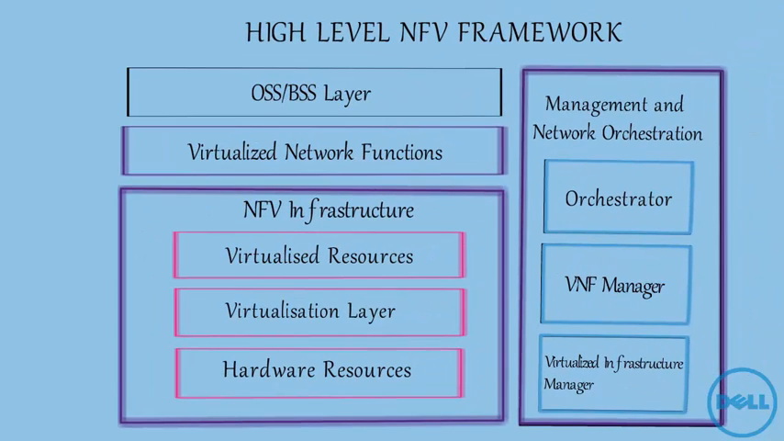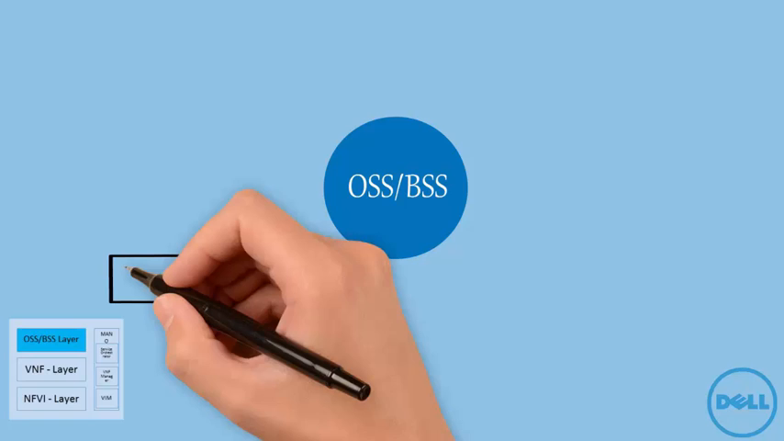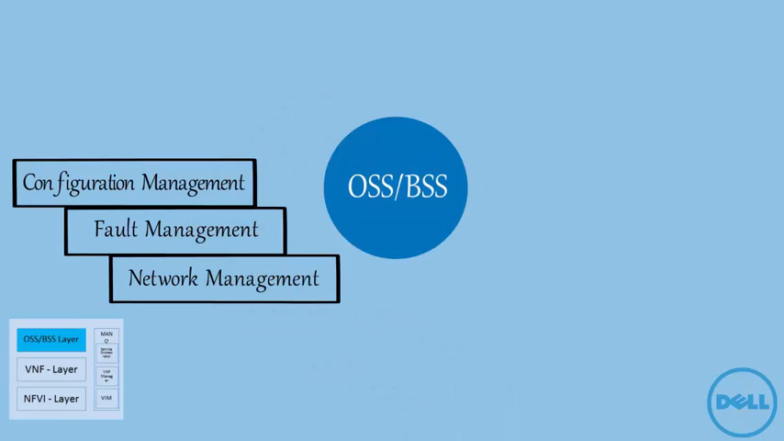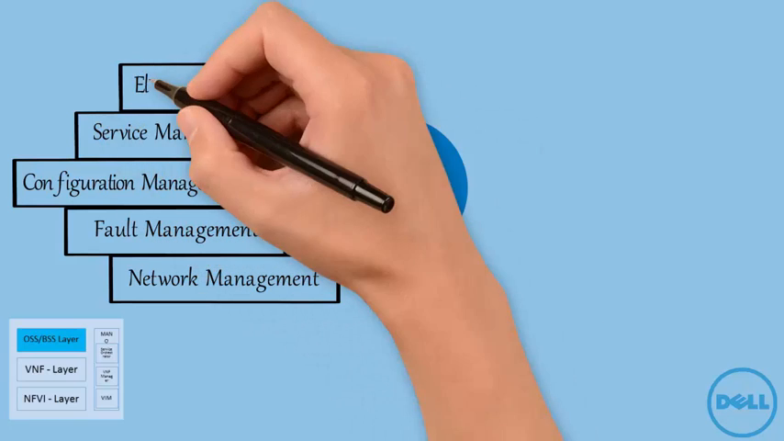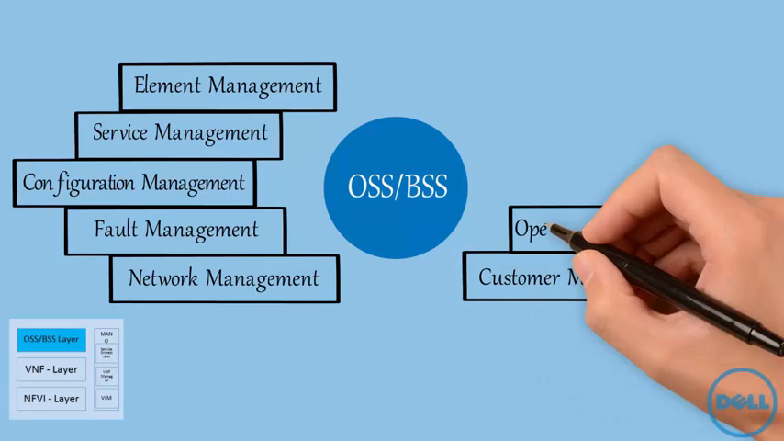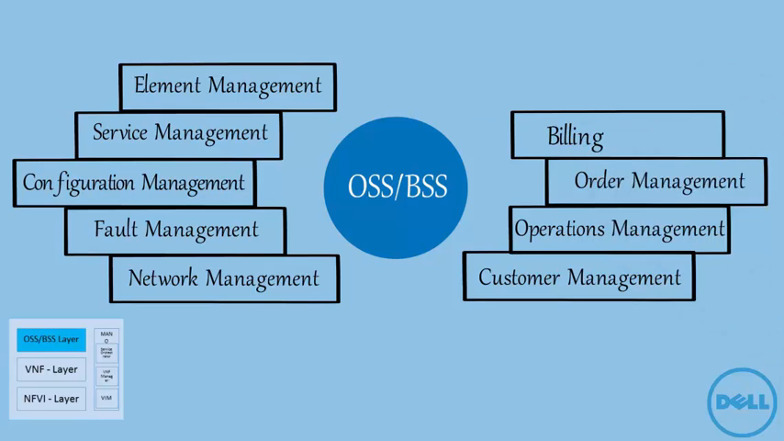The last component of the NFV architecture is the OSS/BSS layer. OSS deals with network management, fault management, configuration management, service management, and element management. BSS deals with customer management, operations management, order management, billing, and revenue management.